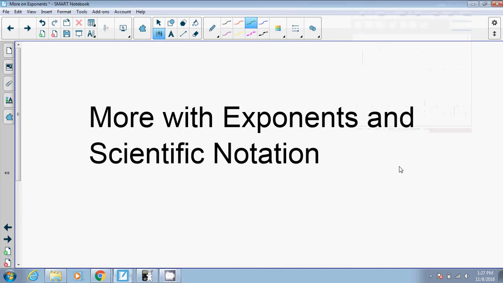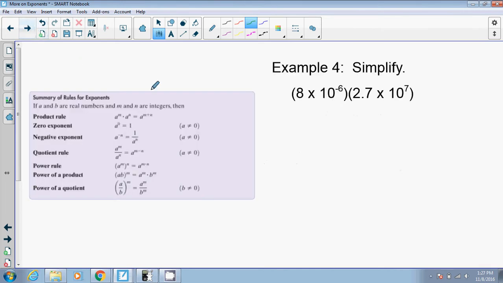This video is more with exponents and scientific notation. So again, we talked about those 7 exponential rules that were learned in the past 2 lessons. Now we're actually going to use those exponential rules to help us multiply and divide scientific notation. So both of these forms are in scientific notation.